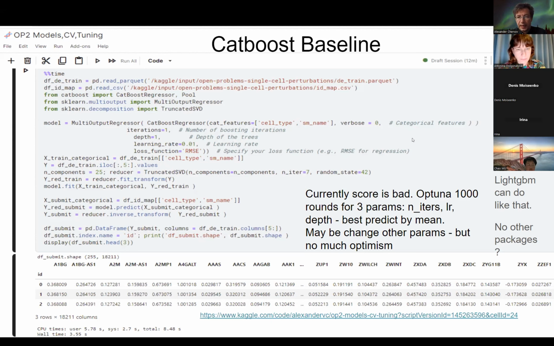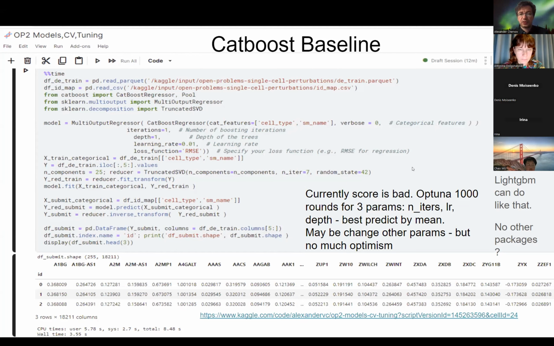So just a little bit for the details. This is the CatBoost model. As I said, it is just a demonstration. The score will be very bad. For these particular parameters, you see one iteration, depth one, it means it's not learning. The prediction will be just the mean. If you use these parameters, it's the same as just calculating the average of each gene and submitting it. It's more or less the same.